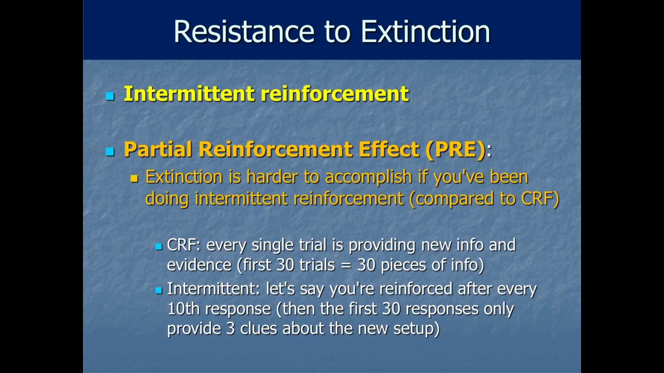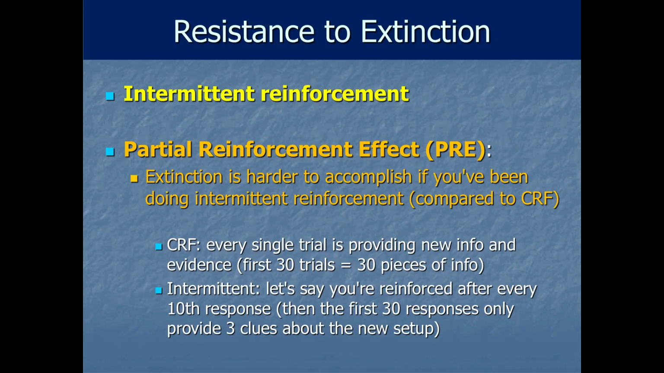In CRF, though, in continuous reinforcement, it's different. When you start extinction, for someone who's been getting rewarded every single time, the first 30 responses are all going to provide some information and evidence about the new setup. They're going to be like, what the hell? I'm getting robbed. Every time they press it, they're not getting a reward. That's weird. That's not working. So they're getting a lot of new info about the new setup of extinction.